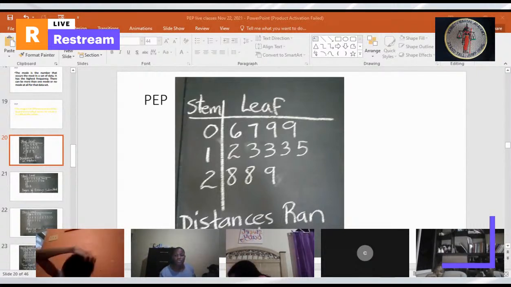So to find the mean, we divide that by the amount of numbers, which is 12. So we divide that by 12, and we get 15 and 1/6, or 15.166. So that is the mean.